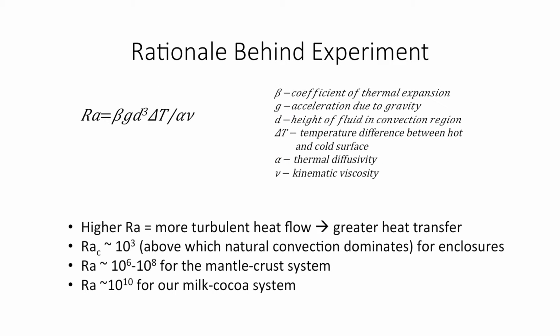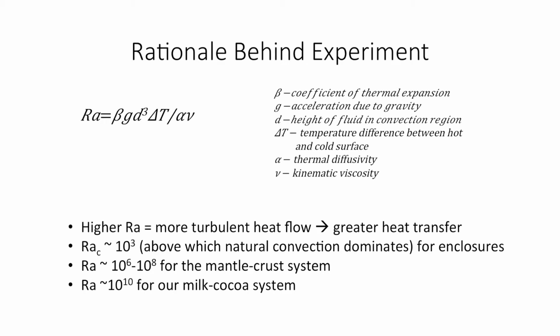But how appropriate is this model? Well, Rayleigh number is used as a numerical metric to describe natural convection, with larger values indicating more turbulent heat flow and greater heat transfer. For enclosures, there's a critical value of about 1000, over which we can expect natural convection to dominate heat transfer by conduction. The Earth's mantle has a Rayleigh number of approximately 10^6 to 10^8, while that of our milk-cocoa system is approximately 10^10. This provides evidence of natural convection in both cases, making the milk-cocoa system a suitable model for the Earth's mantle.